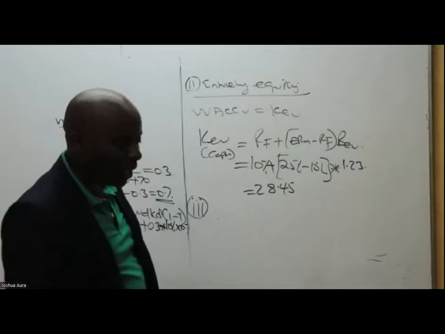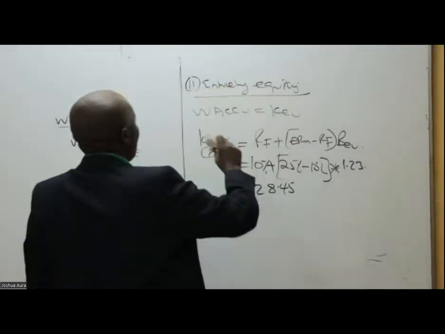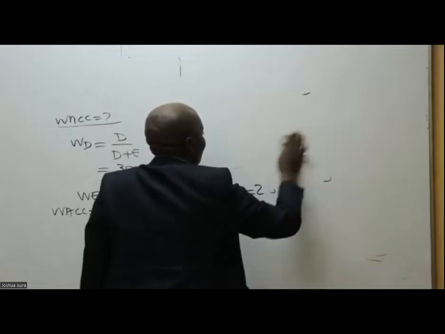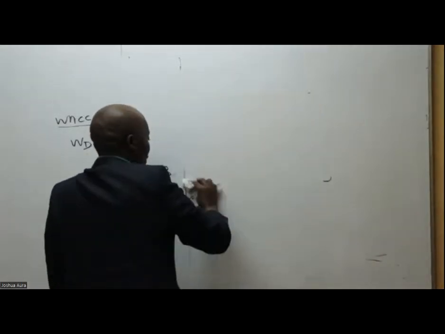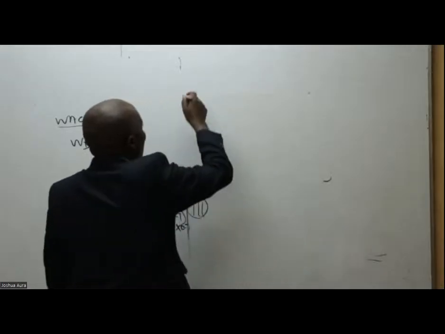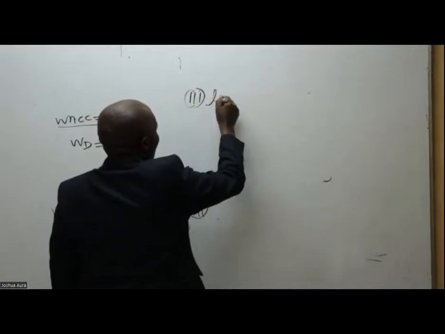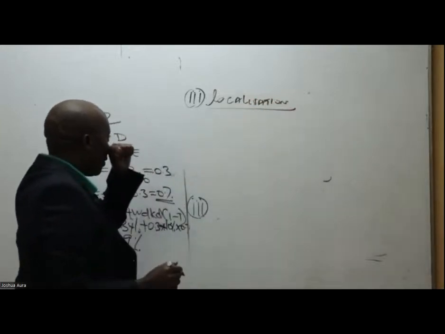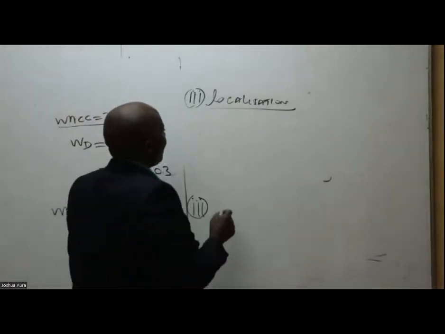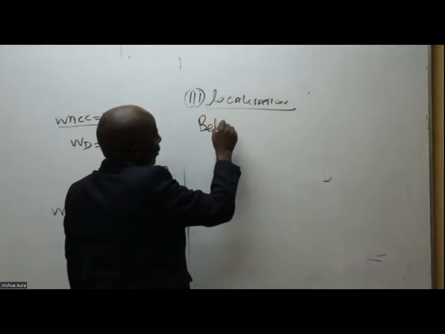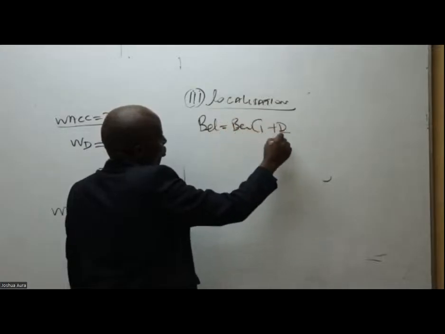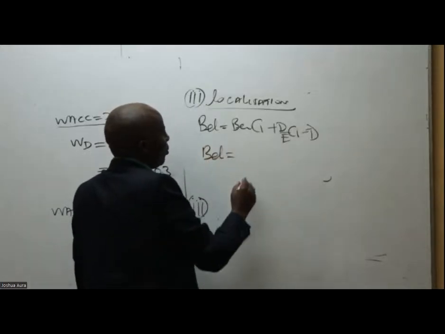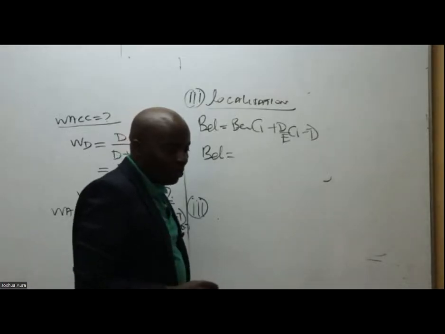So first of all, it's localization. We are doing the localization for Roman number 3. All right. So we have our bell, which will be our bill into 1 plus debt over equity into 1 minus tax, like that. So then we have our bell, which will be equal to our bill.